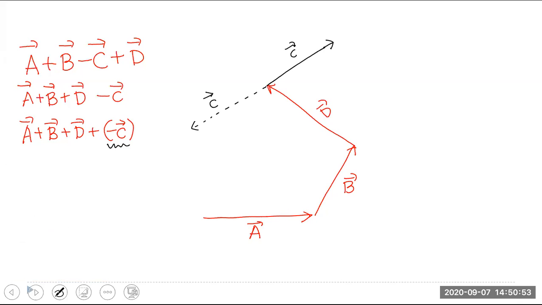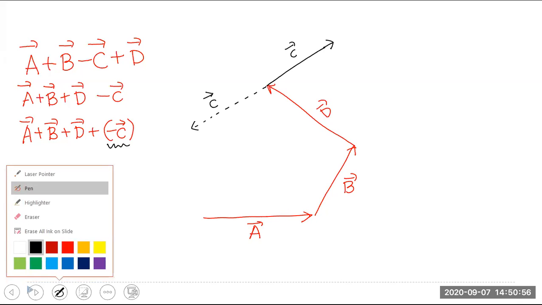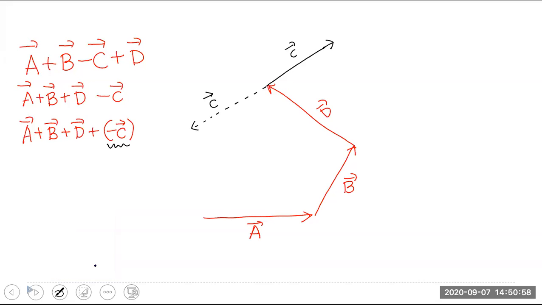And now I need to find my final answer, which is starting at the tail of my first vector. I've got to draw a line from here up to the head of my last vector, like that. I'm not sure I can draw this as a straight line, but it should be a straight line along that. So this would be A plus B minus C plus D. I mean, it doesn't matter what order because of that. Does that make sense?